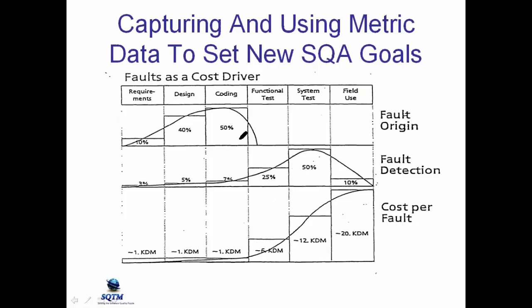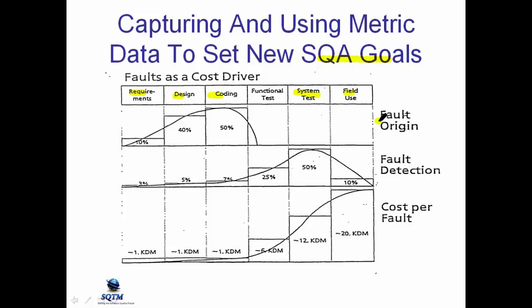Let's go over this chart. This is capturing and using metrics data to set new software quality assurance goals. And this is data from Siemens Corporation, a German corporation, one of the largest engineering companies in the world, with over 60,000 people in America. As for the columns, we're going to be talking about the life cycle phases: requirements, design, code, and we're going to talk about system test and field use as operations.